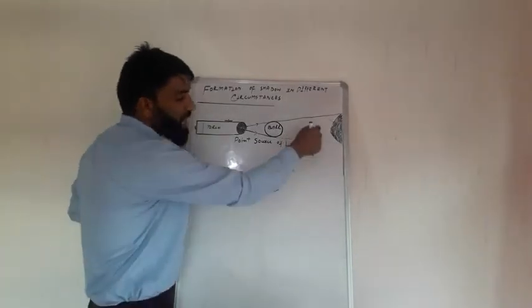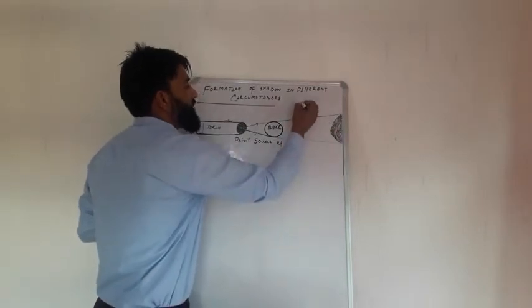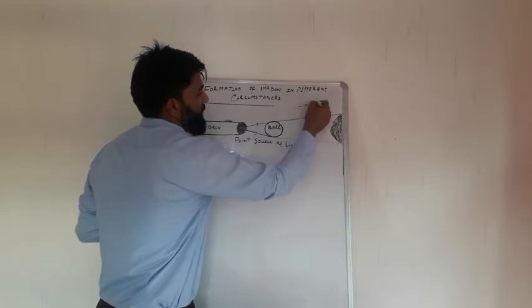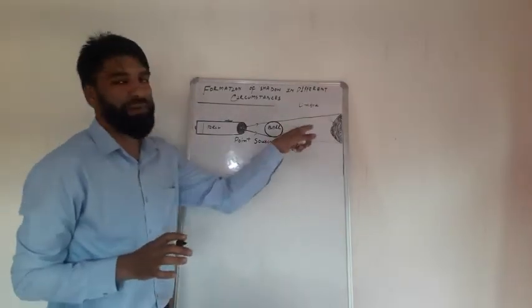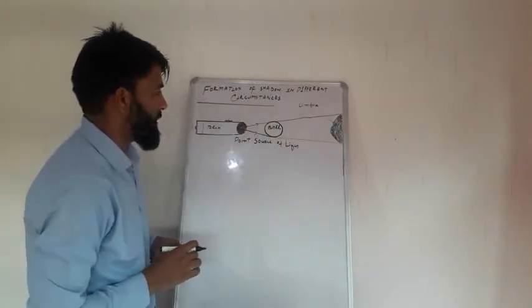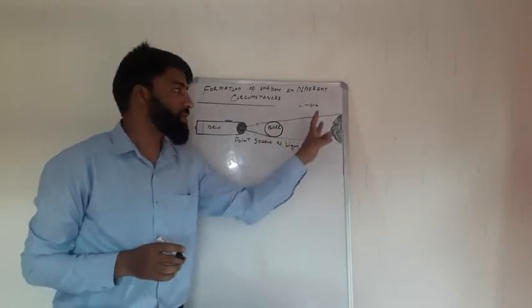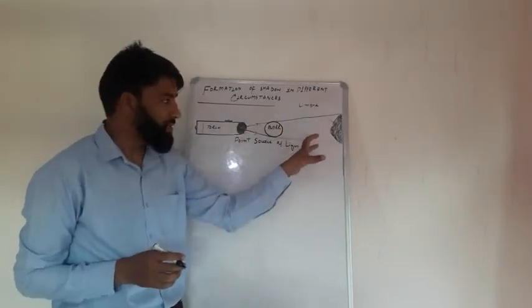Here the type of the shadow that is formed is umbra. It is very dark, and no amount of light is received by this region. There is only one region here, only one shadow that is called umbra. No amount of light is received by this. And the shape of this shadow is the same as that of the ball, but it is a little bit bigger.